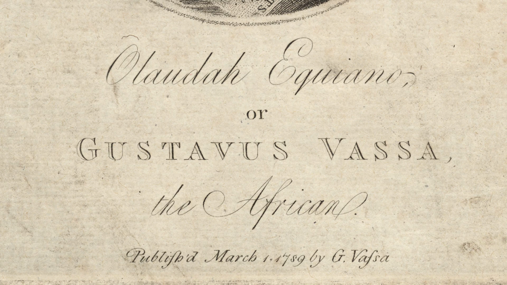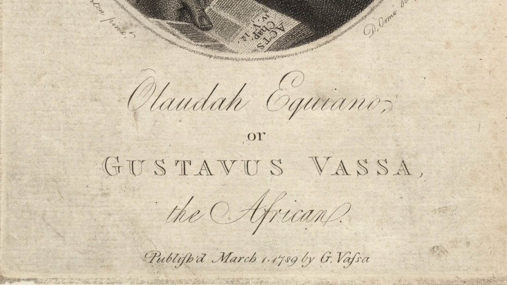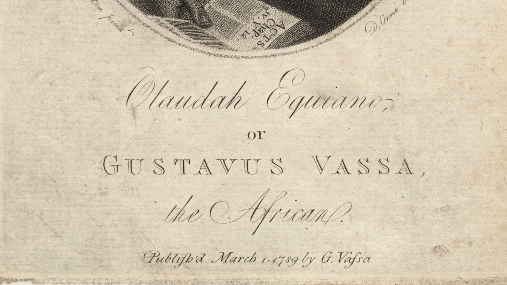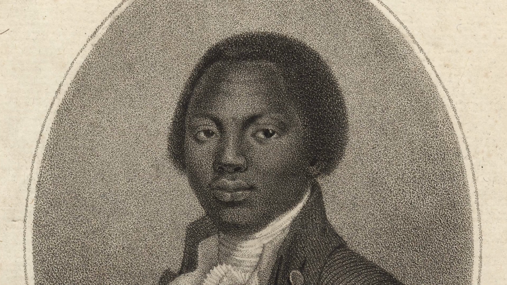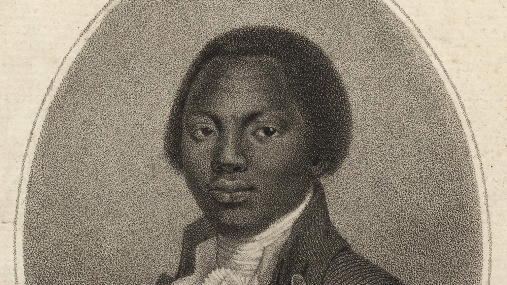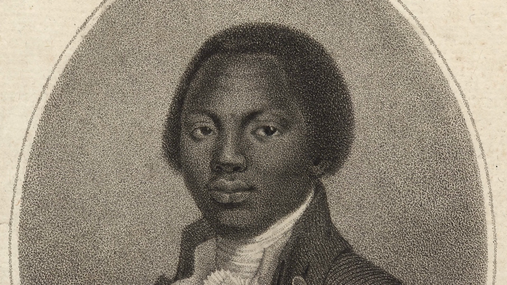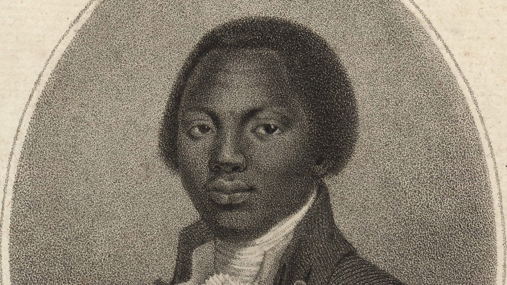His name is written underneath the portrait, Olaudah Equiano, or Gustavus Vassa the African. Although he was renamed Gustavus Vassa when he was enslaved, his African name was Olaudah Equiano. The writing at the bottom says published March 1st, 1789 by G. Vassa. Equiano was one of the first black people to publish a book in Europe. It describes his experiences of being enslaved and became an important part of the campaign to abolish the transatlantic slave trade in Britain.